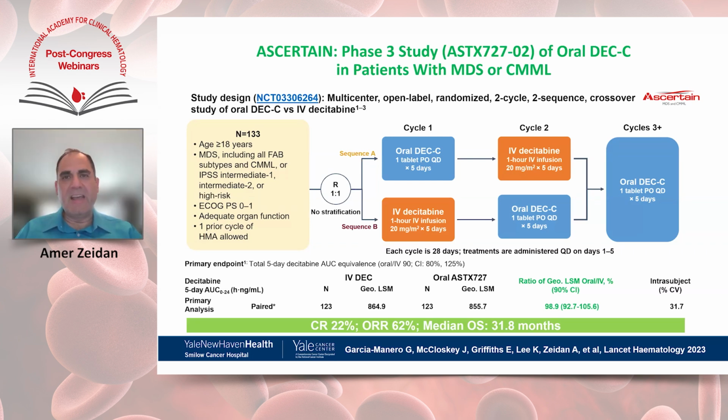Two presentations at ASH looked at patients who had TP53 specifically with oral decitabine, and those patients appeared, in propensity score matching, to have better results than patients who received IV decitabine. But I think we need to really understand this data better in terms of the selectivity for TP53.